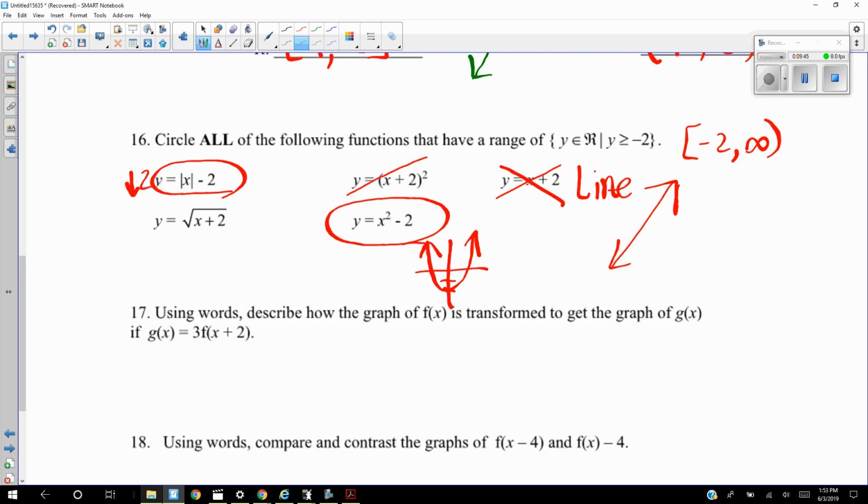It's not this one, because +2 on the inside just shifts it left 2, but it doesn't shift it down 2. So that one would have a range that's greater than 0. Same idea here. This is a horizontal shift, so it's not going to change the range. So just those two answers I've circled.